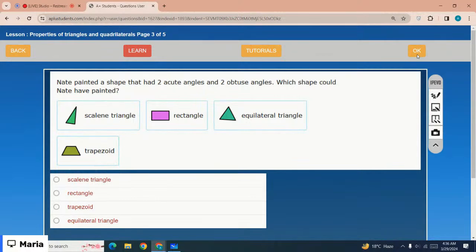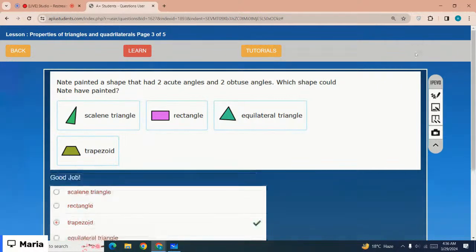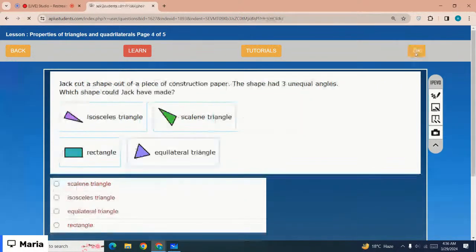That must be a trapezoid. The correct option is trapezoid. It is not a rectangle, it is a trapezoid. Okay, Jack cut a shape out of a piece of construction paper.